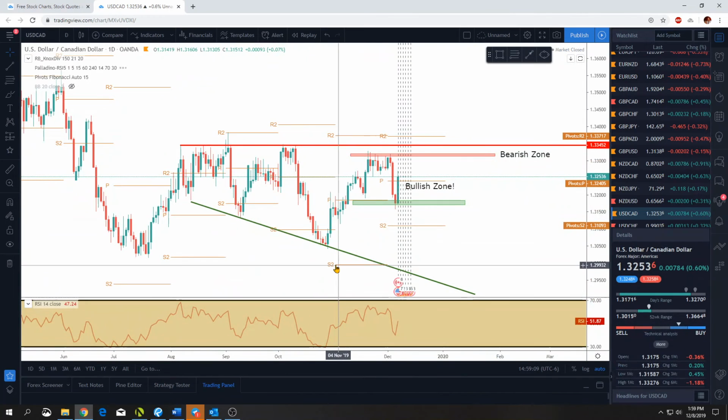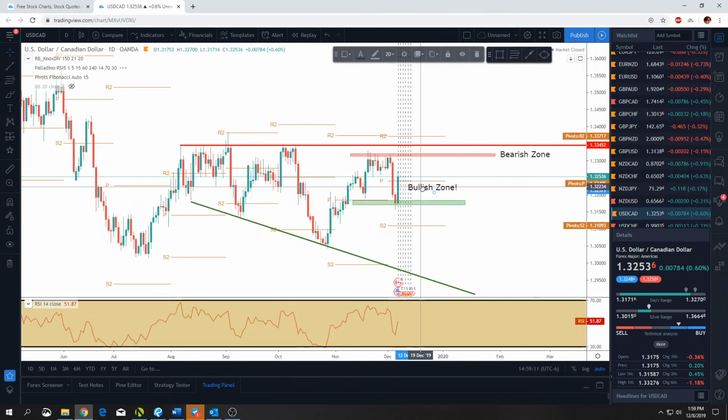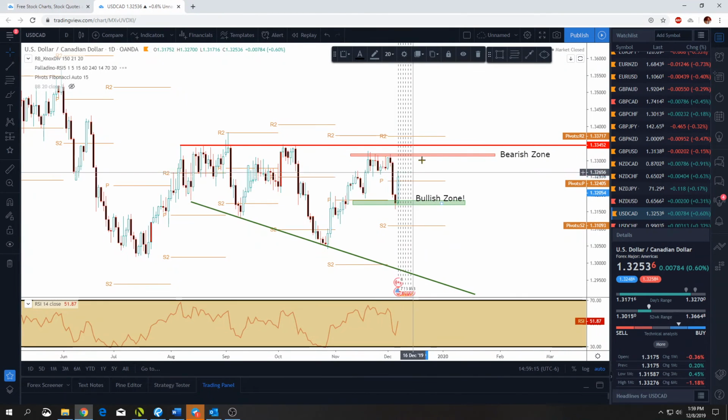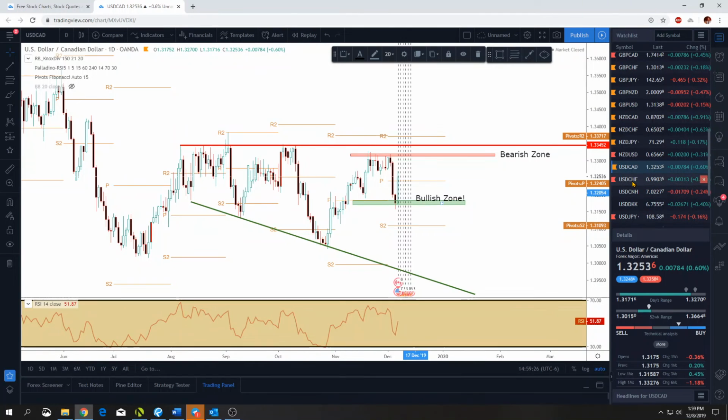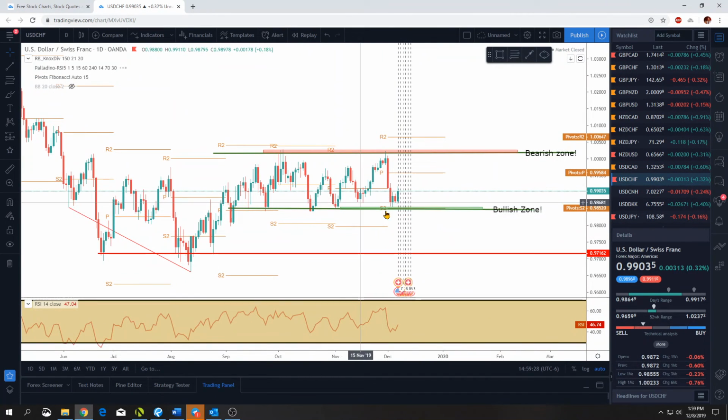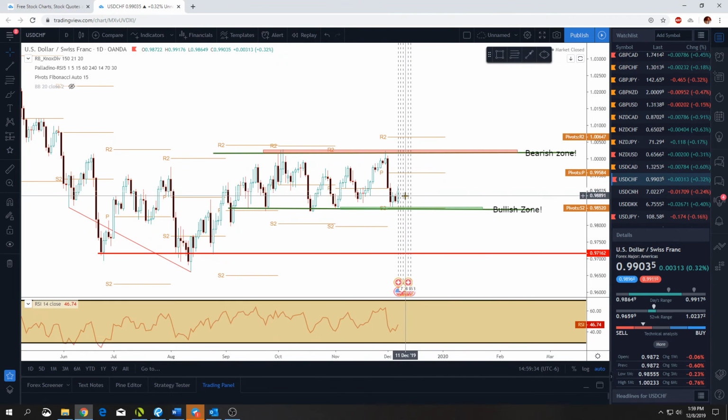US dollar, Canadian dollar, dip down to our bullish zone. Perfect time to buy. It's halfway back to its bearish zone. So we're just going to kind of see which one of these zones price gets to this week and look for a trade there. US dollar, Swiss franc, kind of same thing. Came down to our bullish zone. Being a buy trade, we actually took a buy trade on this.